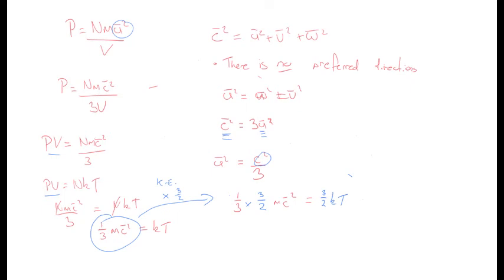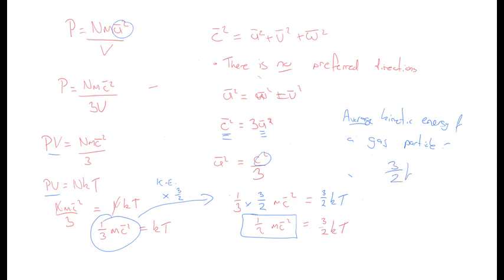What does that simplify to? That simplifies to 1/2 m c squared is equal to 3 over 2 kT. This is something very profound and very important. What we have discovered is that the average kinetic energy of a gas particle, a single gas particle, is 3 over 2 kT. What does that tell us? It tells us that for any gas, its kinetic energy depends solely on temperature.